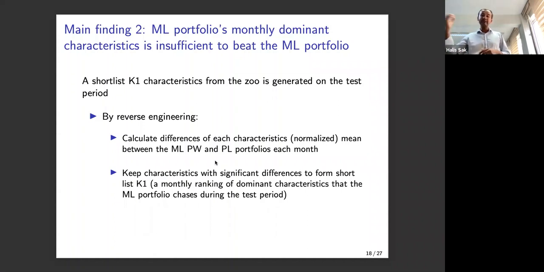What if we try to explain this using the characteristics? One idea is that machine learning is really good at picking the right characteristics among the factor zoo, and it is simply leaning on them, increasing their weight. This is one explanation, and we are saying that this is insufficient. How did we do that? We simply create a shortlist of K1 characteristics from the zoo, using reverse engineering as I said before. We look at the values, such as idiosyncratic volatility, for each of these stocks on the predictive winner and predictive loser side, and then we take the means and subtract.